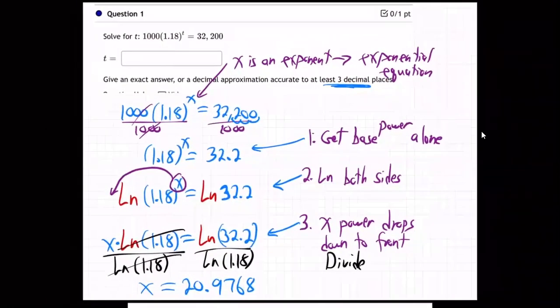So there's the steps. When you have x in the power zone, x in the exponent zone with an equal sign, an exponential equation, first off, get the base to the power thing alone, get rid of that 1,000. Then ln both sides, and that allows the power to drop down, and then it's just multiplication, so just divide. And we got it.